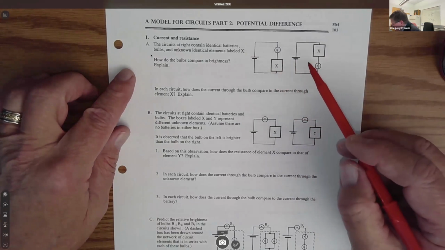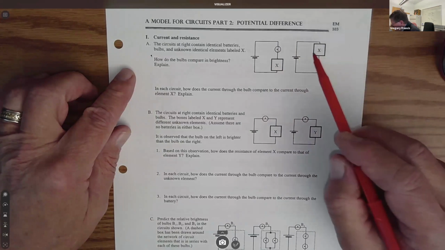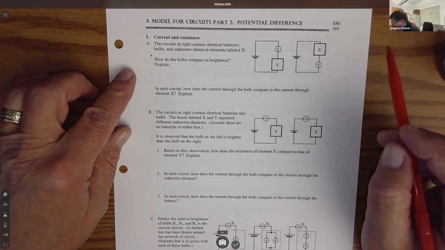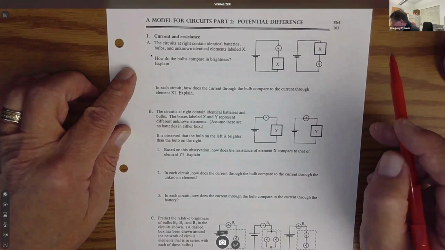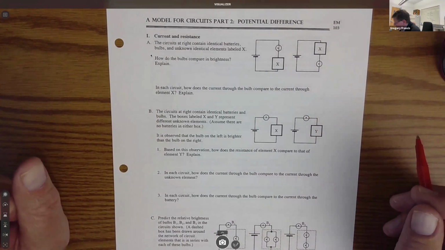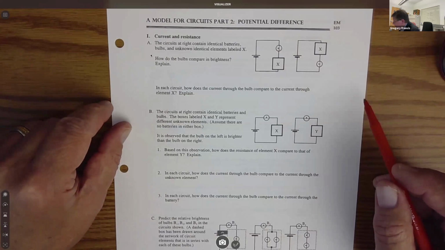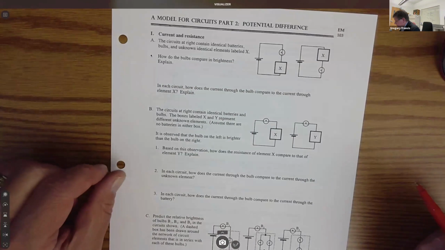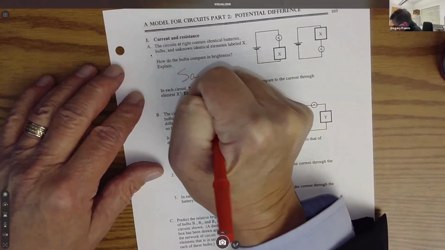The circuits at right contain identical batteries, identical bulbs, and unknown identical elements labeled X. They're unknown to us, but they're the same as each other. How do the bulbs compare in brightness? Now, we've seen in the previous tutorial that turning the battery around just doesn't change anything. And so I can think of these two circuits as being the same with either the elements reversed or the battery reversed, either way. And the bulbs are going to be exactly the same brightness.